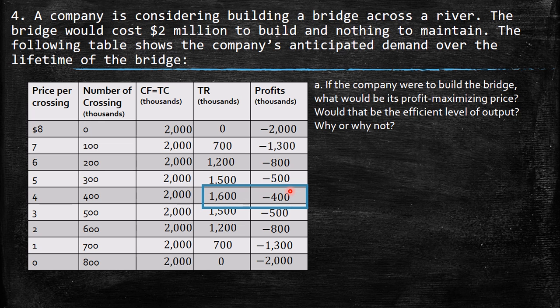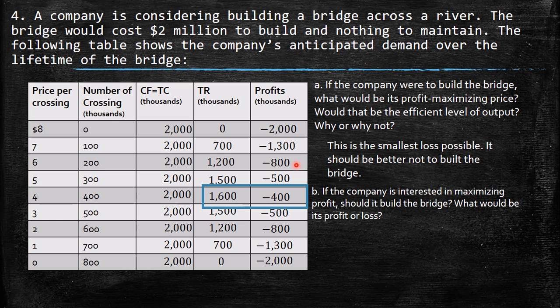Maybe the best decision is not to construct this bridge, but once they build it, at least they need to suffer the least loss possible, which is going to be this one. Price for the number of people that cross, they're going to be 400, and at that time your total revenue is going to be 1,600 minus this one. You will have a loss of minus 400,000. This is the least loss possible, but it's better not to build a bridge if they can anticipate that.